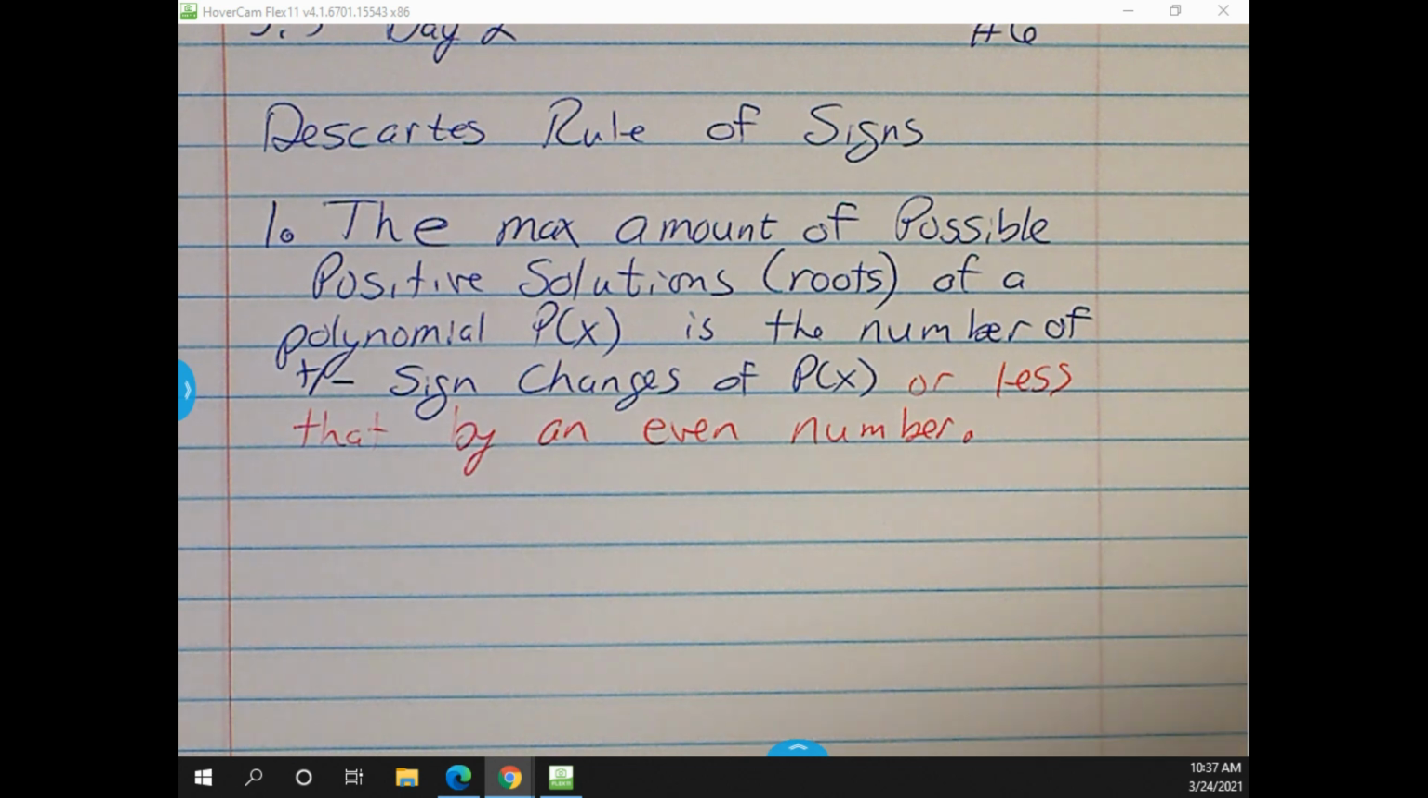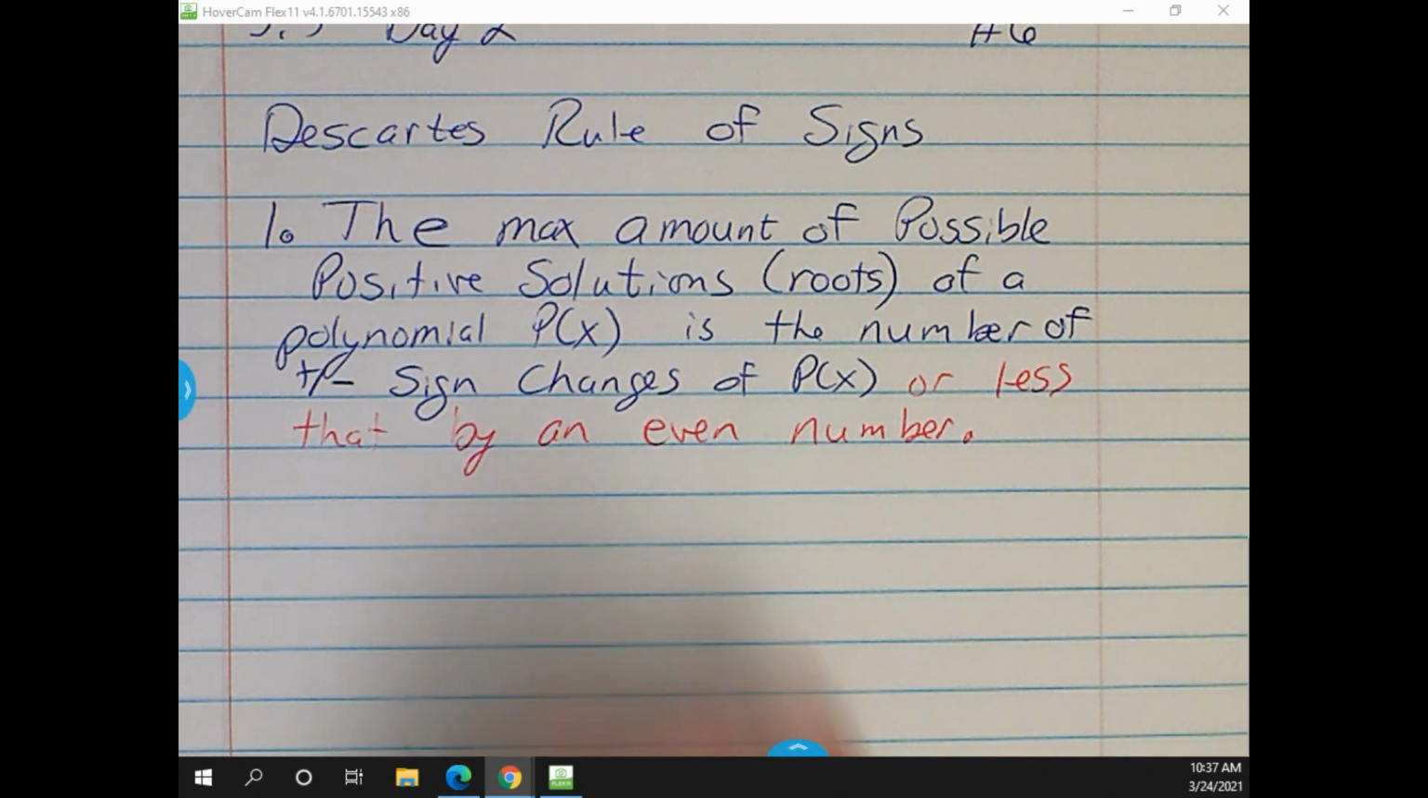All right, so just to give you an idea on this one. Let's say we went back and figured out that the maximum sign changes, that the max number, was equal to 5.